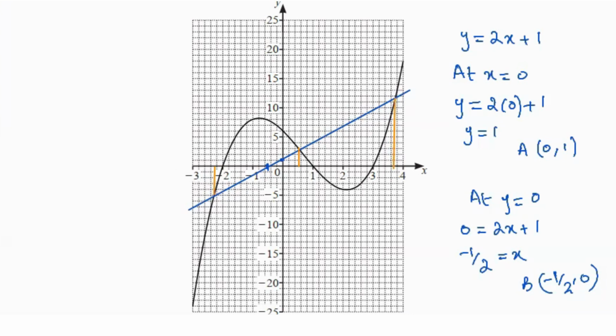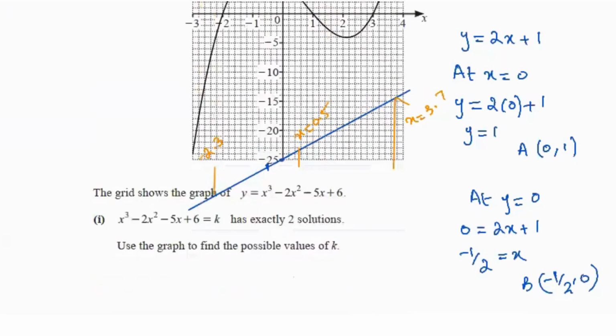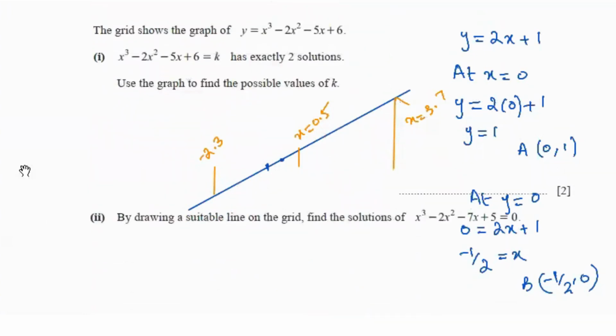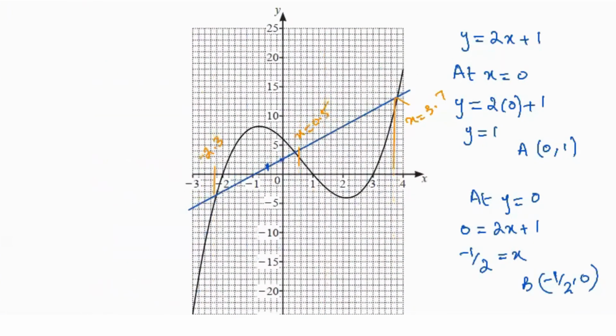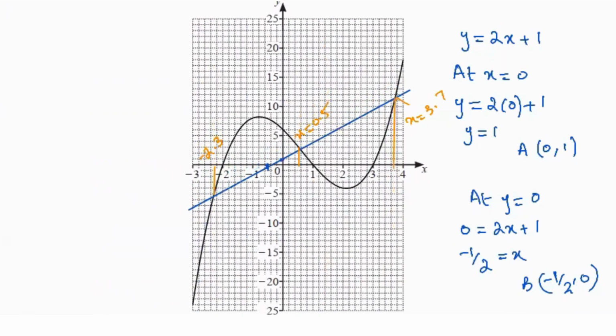So over here, this is x equals negative 2.3. This is x equals 0.5. And this is x equals 3.7. So these are the 3 solutions here. x equals negative 2.3, x equals 0.5, and 3.7.